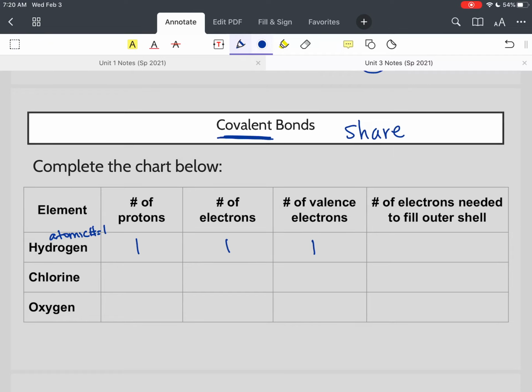And remember, it only needs to fill that first shell. So it really only needs one electron to fill that outer shell. Okay. So what I want you to do is take a second, see if you can fill in chlorine and oxygen. Remember, you're looking at their atomic number to help you figure out their number of protons and electrons. And remember, our valence, we can kind of cheat. And remember, we numbered our columns across the top. So that'll help you figure out your valence electrons. So if you need to pause here to fill out this chart, go ahead and pause.